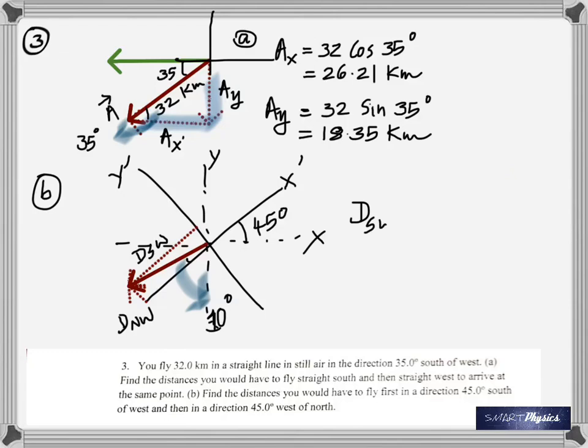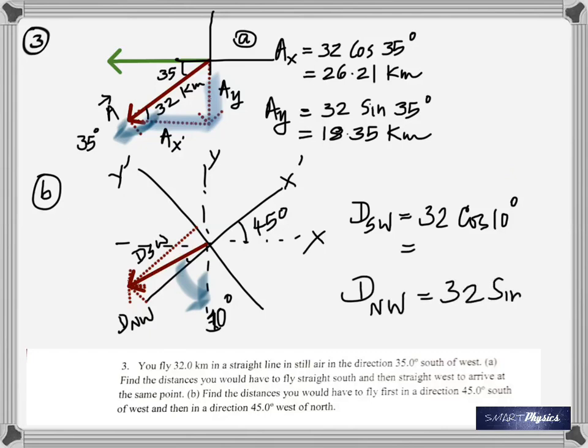So from this diagram you see that because the initial angle was 35 and now it's 45, the difference is 10 degrees. That's what I'm trying to show from this diagram. That angle is going to be 10 degrees. And once you know that that angle is 10 degrees, you can find out these components. It's 32 cos 10 and 32 sine 10 degrees, which is 31.51 and 5.56 kilometers. Now do not spend too much time on this problem. Let's go straight to the next.